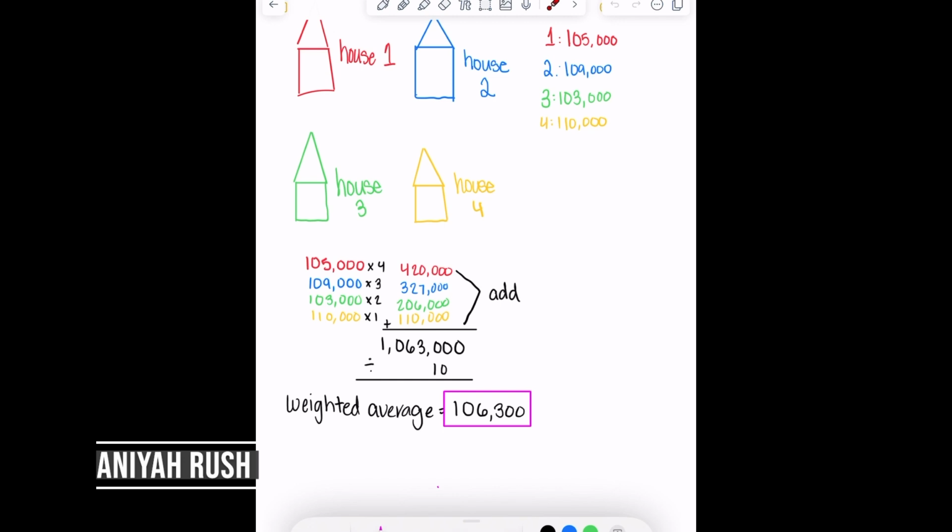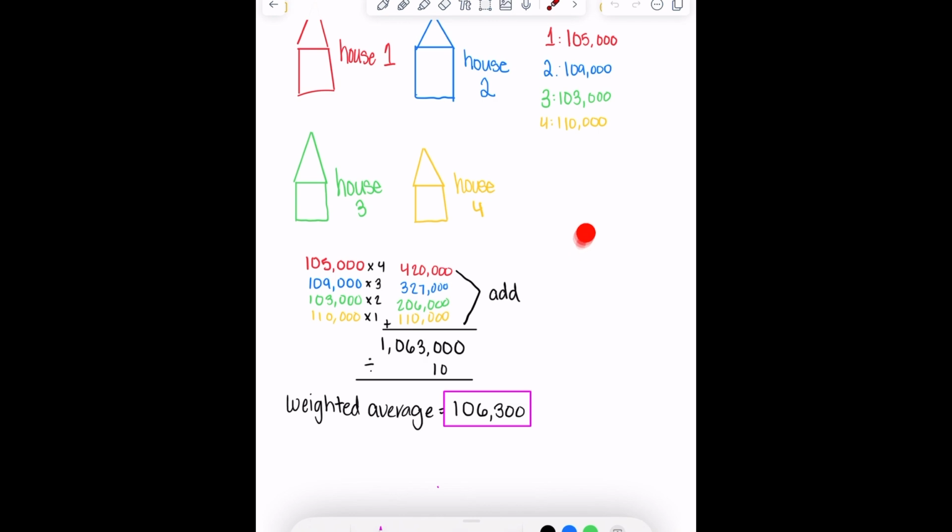Today I'll be talking about a math equation for an appraiser, and they develop and report an opinion on the value of a certain type of property. So this is house one. House one costs $1,500. House two is $109,000. House three is $103,000, and house four is $110,000.